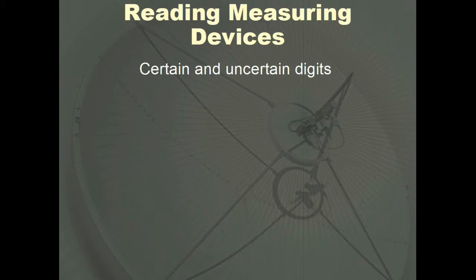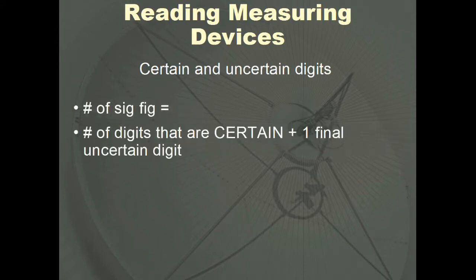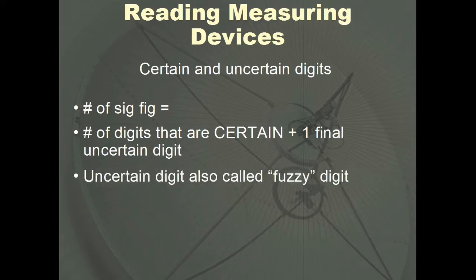What are the significant digits that I can write down as I read them off from an instrument? Let me give an example. Number of significant digits equals the digits that I can read off for certain of this instrument plus one I have to estimate, which is somewhat uncertain, a final uncertain digit. This uncertain digit is also called the fuzzy digit, because it is not quite exactly on, but we can estimate that it's probably pretty close.